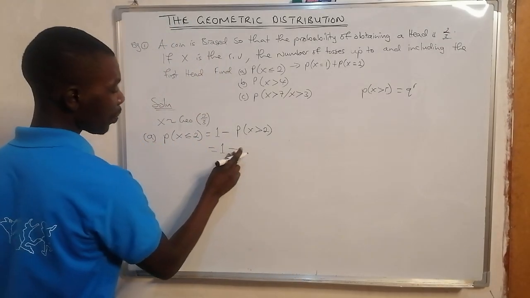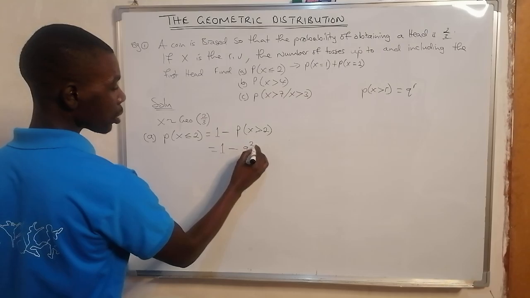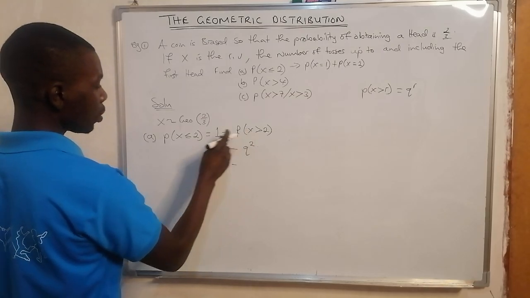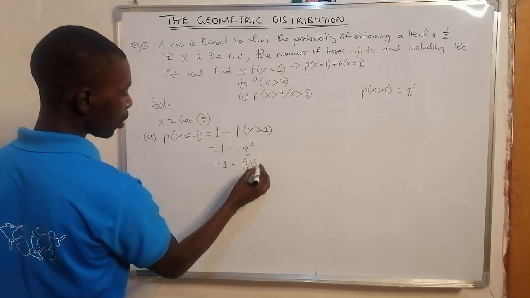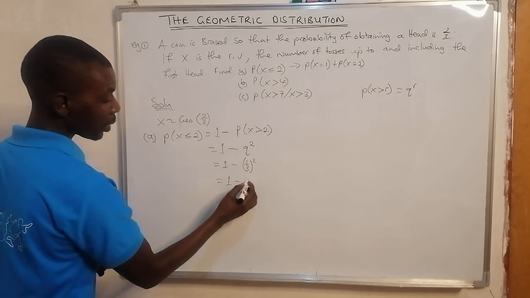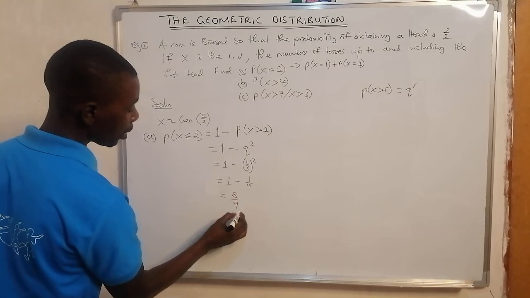So that will be 1 minus q to the power r, which is 2, which is 1 minus our q, in this case 1 over 3, to the power 2. That is 1 minus 1 over 3 squared, that's 1 over 9, which is 8 over 9.